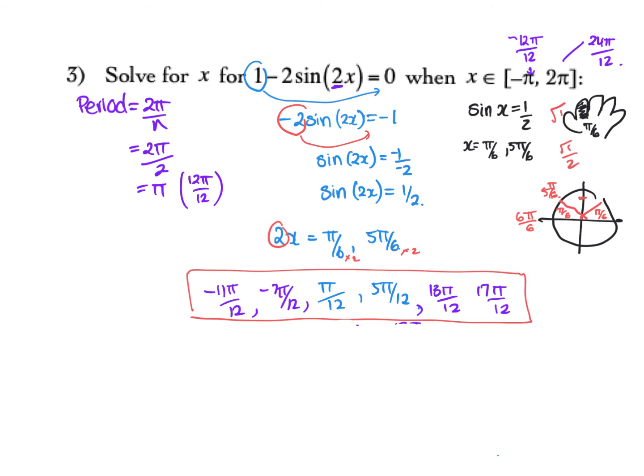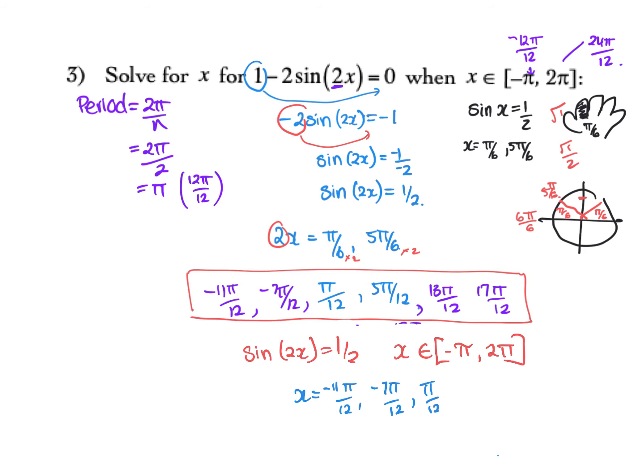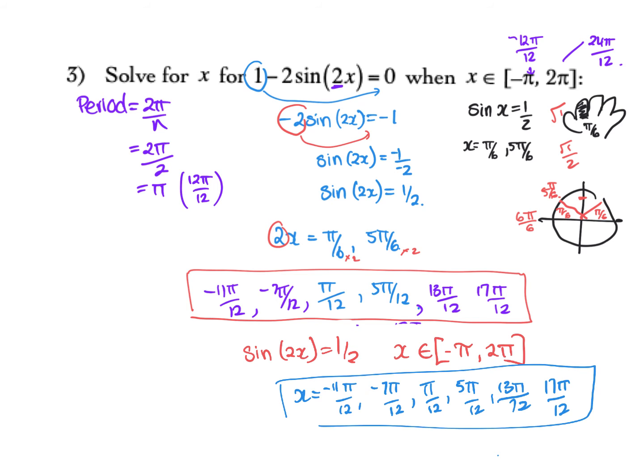So if you just write in summary, the question was, when does sine 2x equal a half when x is an element between negative pi and 2 pi? We're saying our answer is when x equals, and we'll write them all out. So they normally write them lowest to highest, which is why I'm writing them out like that now. Okay, over 12 and 17 pi on 12. Okay, so that would be your answer there.